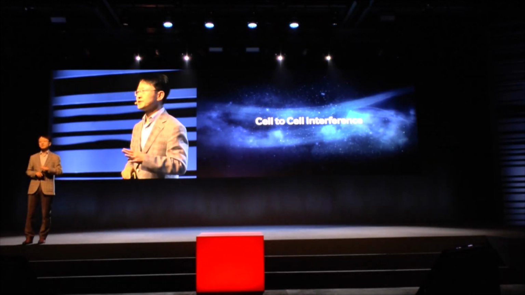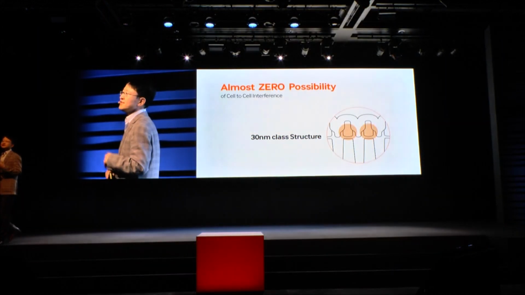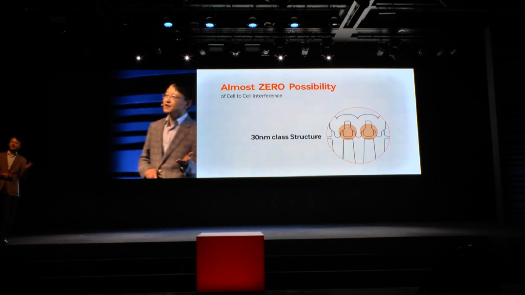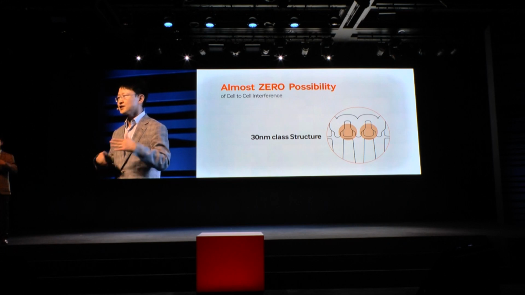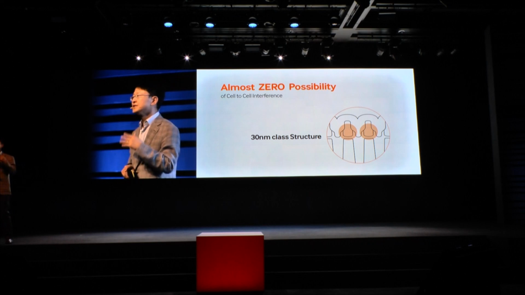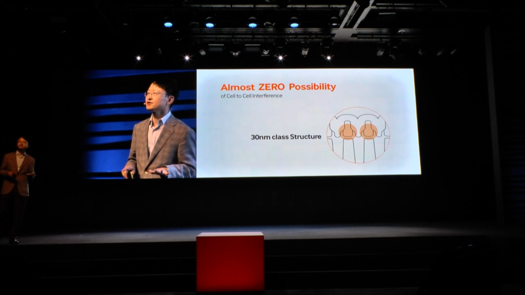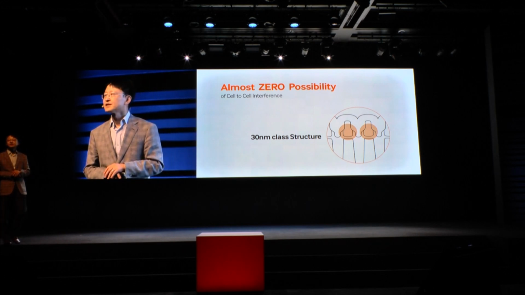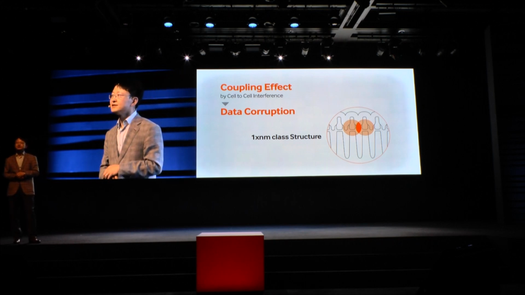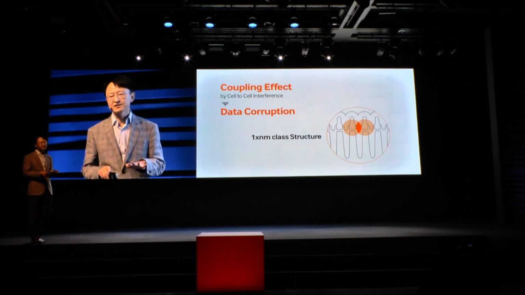Okay, let me explain a bit about cell-to-cell interference first. Cell-to-cell interference is when the state in a cell can affect the behavior of the adjacent cells because of a coupling effect. Generally, when the cells have a design node of 30 nanometer or more, cell-to-cell interference can be easily controlled by design efforts. However, as the design node becomes smaller, like 1x nanometer, the probability of data corruption due to cell-to-cell interference drastically increases.